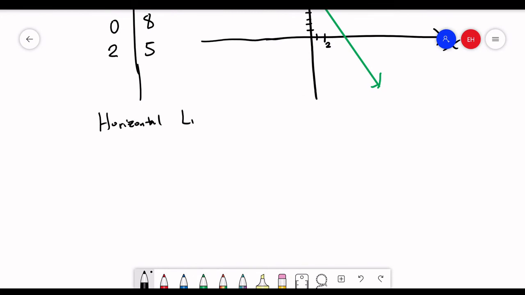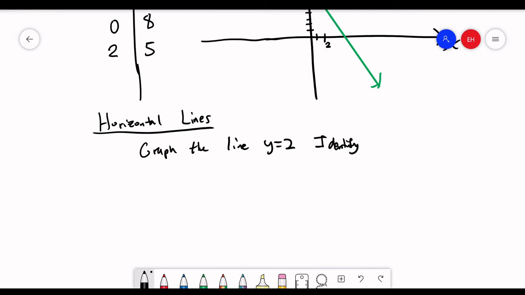All right, now what about horizontal lines? What do those look like? That would be something like graph the line y equals 2. And also go ahead and identify domain and range. You can think about what domain and range were for those first 2 examples. But let's just look at this one here.